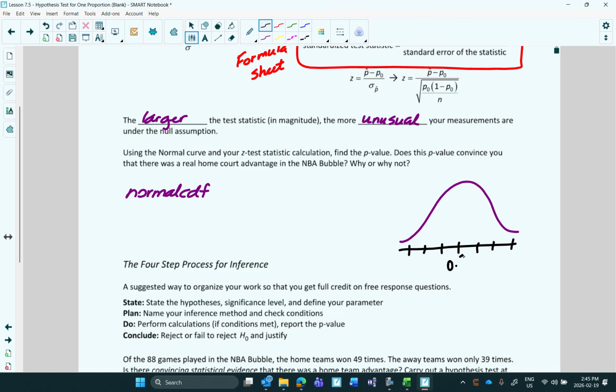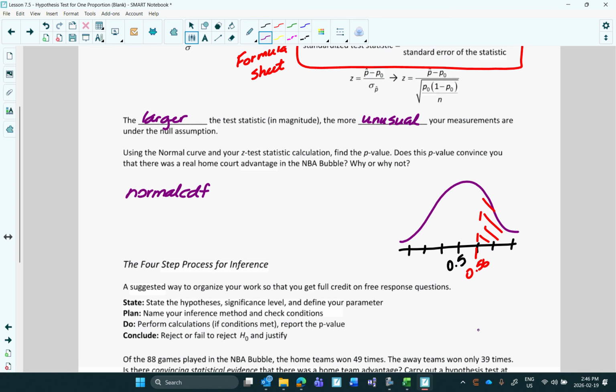And this was 0.5. And we had 0.56. And I wanted to know, what's the probability of getting that or higher? So I want to know this.